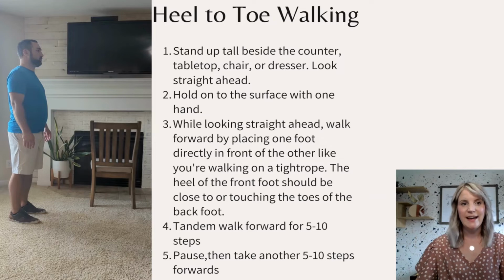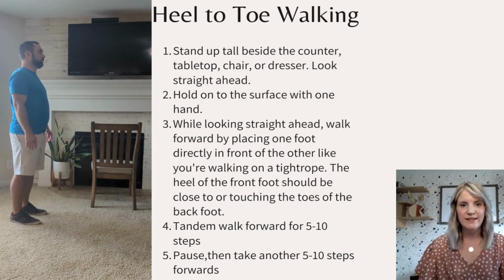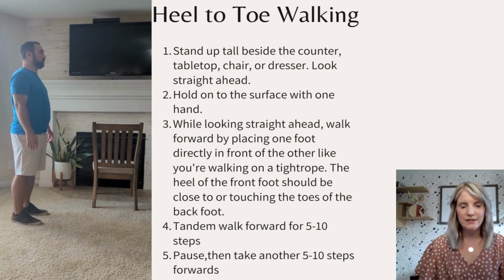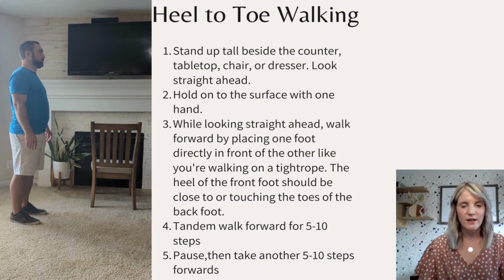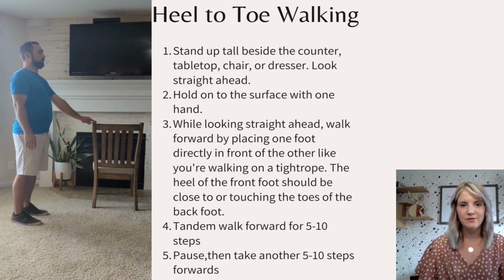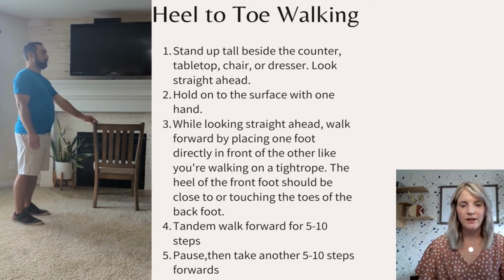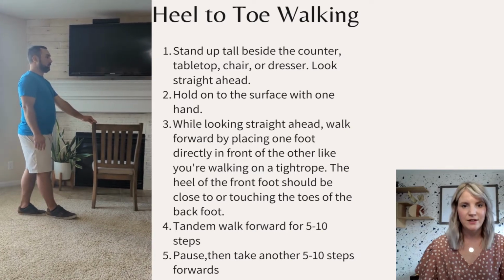Here is the last balance exercise. It's called heel to toe walking. And what you're going to do is stand up tall beside the counter or tabletop, chair or dresser. Look straight ahead. Hold on to the surface with one hand. While looking straight ahead, walk forward by placing one foot directly in front of the other like you're walking on a tightrope. The heel of the front foot should be close to or touching the toes of the back foot.